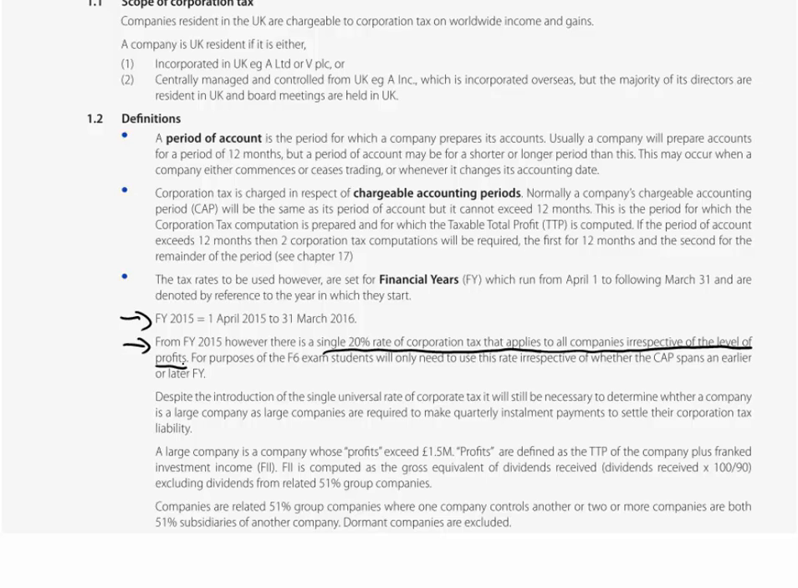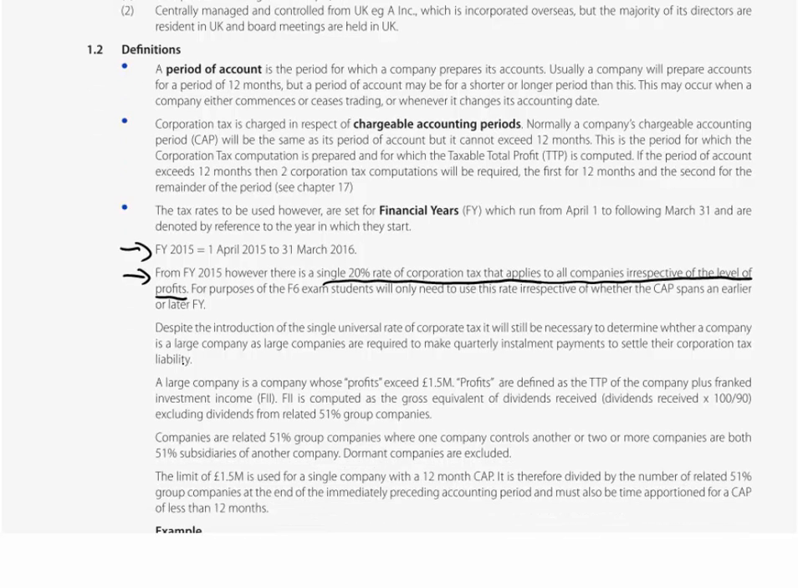So the issue of relief at highest tax rate is a thing of the past, at least so far as our syllabus is concerned. But with that introduction of the single universal rate of corporate tax, it's still going to be necessary to use what is now the profit limit of 1.5 million to determine whether or not a company will be required to make quarterly instalment payments in relation to the payment of its corporate tax due in relation to any individual chargeable accounting period.